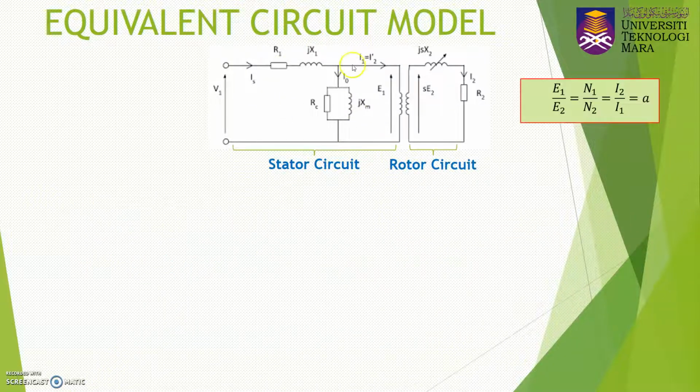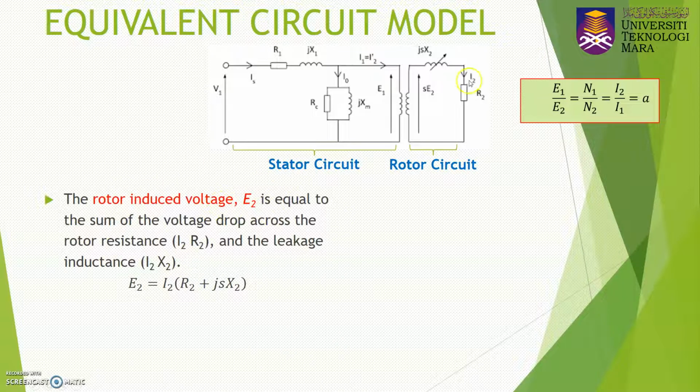Again, based on the equivalent circuit model of the induction motor, if the rotor is not moving, meaning it is at standstill, the relationship between the induced voltages is given by this equation: E1 divided by E2 is equal to N1 divided by N2 equal to I2 divided by I1, where I2 is the current induced in the rotor and I1 is the current in the stator, equal to a, the transformation ratio.